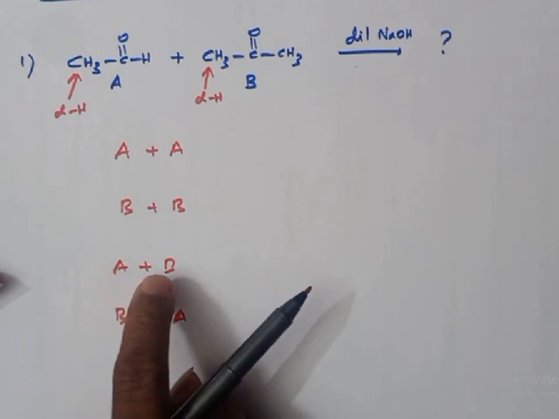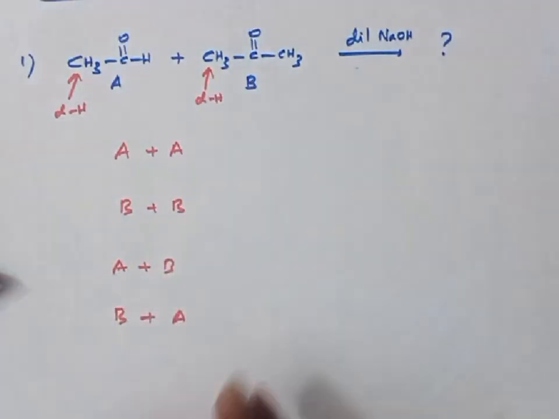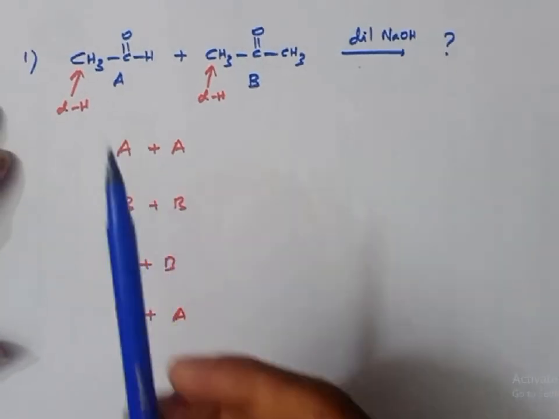If H plus is removed from B, you will get the enolate ion of B. So you will get four different products. Okay, let me write this. These two are simple. They are simple aldol products.